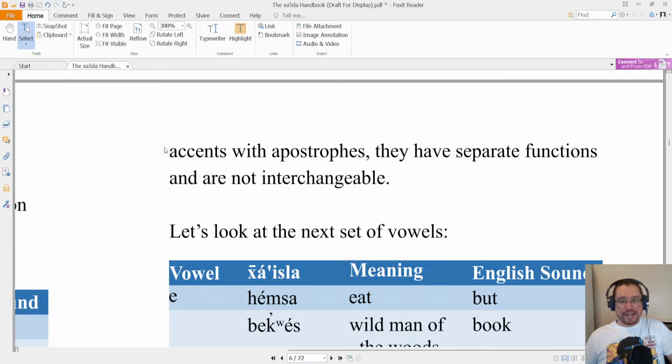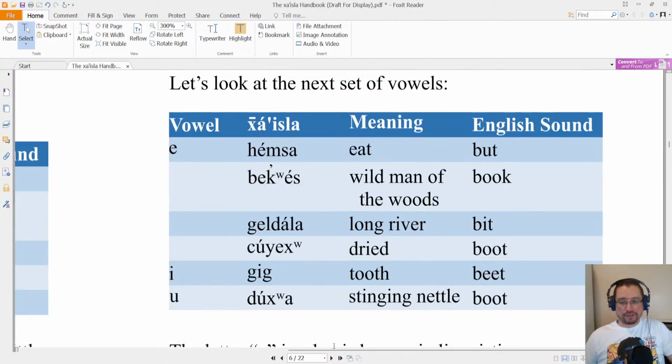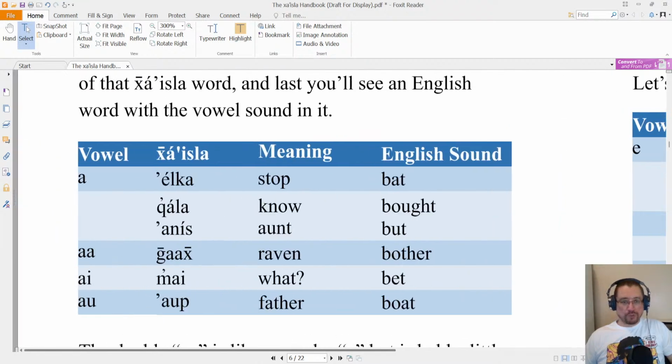So try not to confuse accents with apostrophes. They have separate functions and are not interchangeable. So that's also a very important point. All of these symbols have specific jobs. They have certain specific functions.